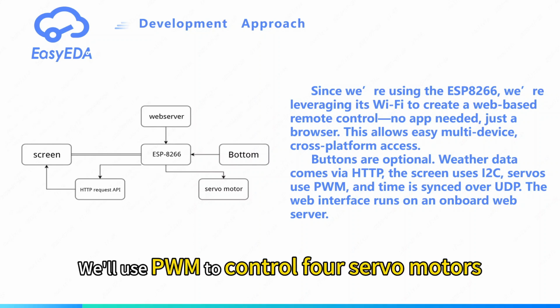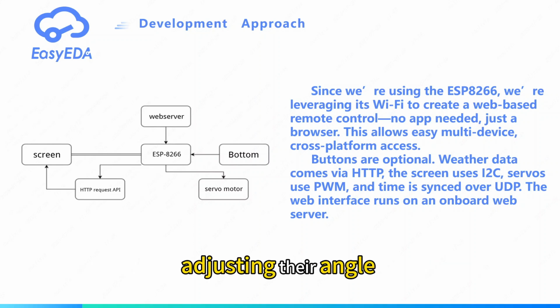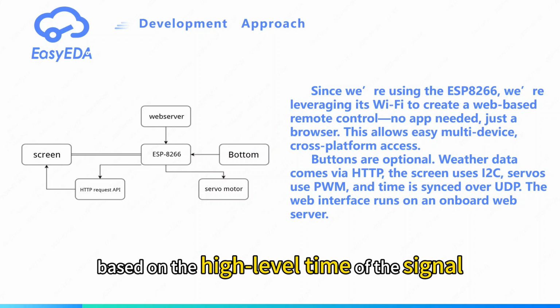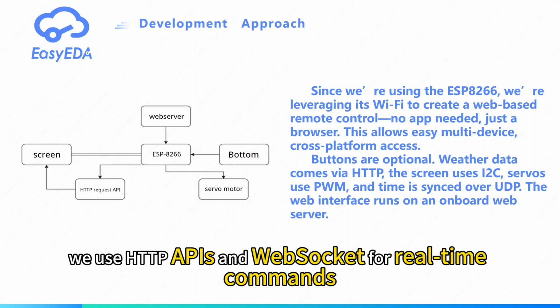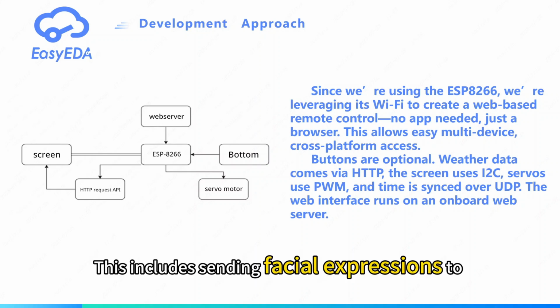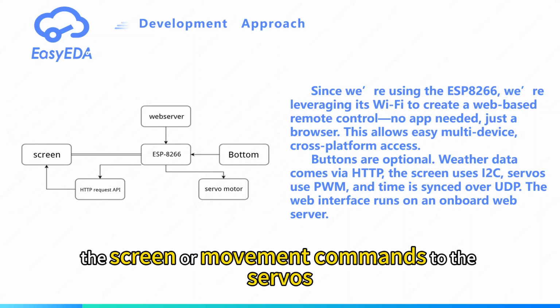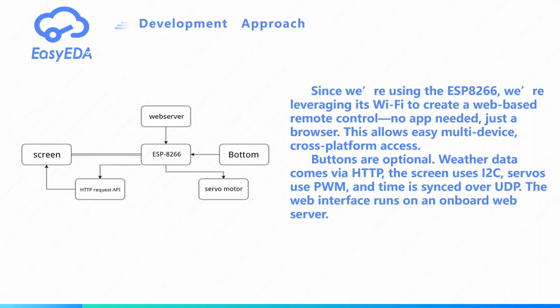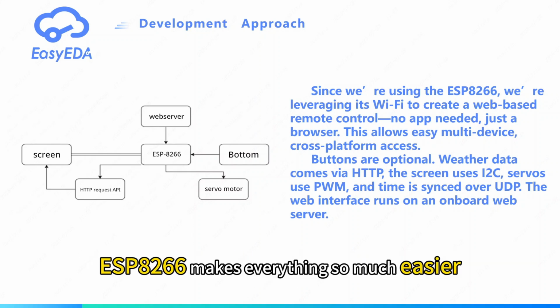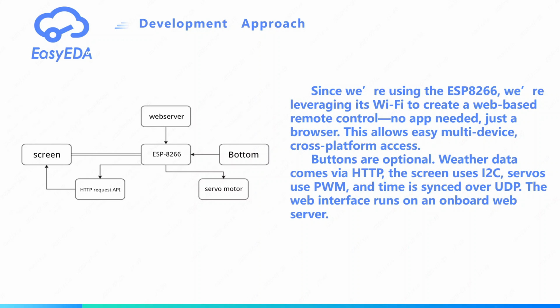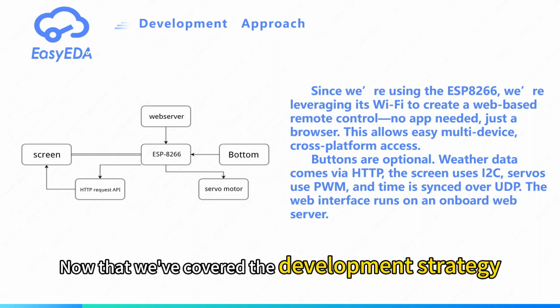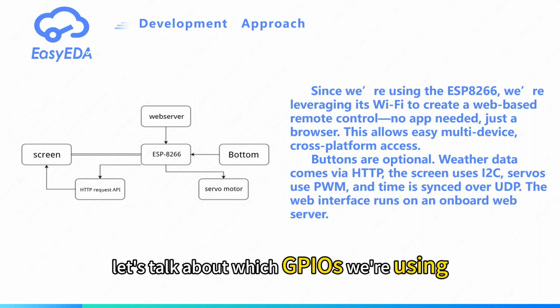We'll use PWM to control four servo motors, adjusting their angles based on the high-level time of the signal. For communication, we use HTTP APIs and WebSocket for real-time commands. This includes sending facial expressions to the screen or movement commands to the servos. ESP8266 makes everything so much easier, especially compared to developing native apps across platforms. Now that we've covered development strategy, let's talk about which GPIOs we are using.